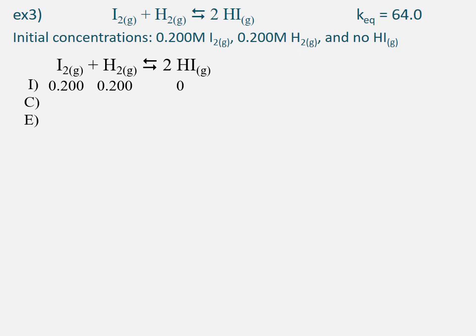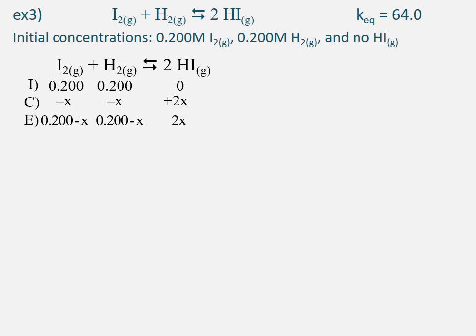So that means the right-hand side is going to have to go up because 0 only has one way to go, and that's to increase. So the change for HI is going to be plus 2x, 2x because there's a 2 used to balance the equation. And when two HIs are made, one I2 is used up and one H2 is used up. So I2 is going to go down x amount, H2 is going to go down x amount. At equilibrium, the iodine will be 0.2 subtract x, hydrogen will be 0.2 subtract x, and the hydroiodic acid will be 2x.